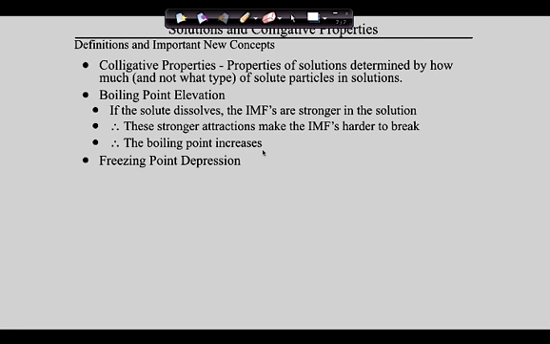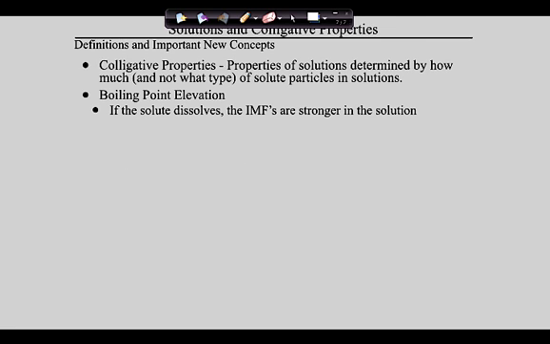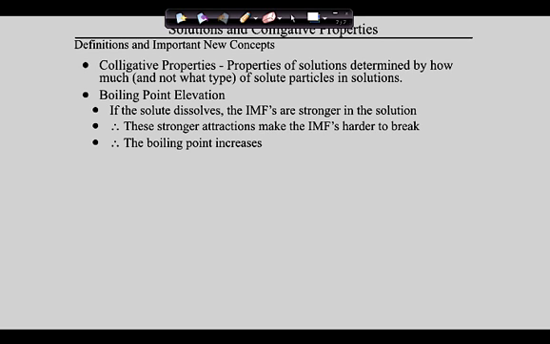So guys, the 3 ideas go like this. If the solute dissolves in water, the IMFs are stronger. Therefore, they're harder to break. Therefore, the boiling point goes up. Just like so.